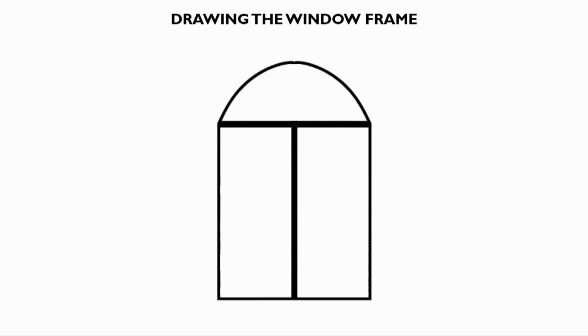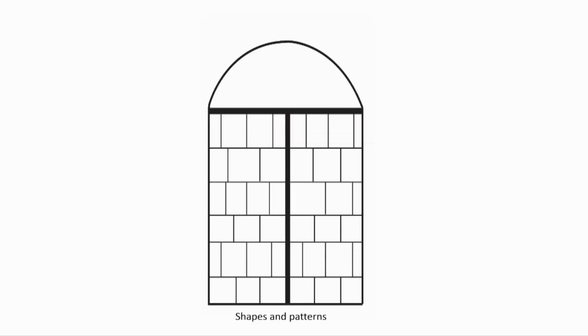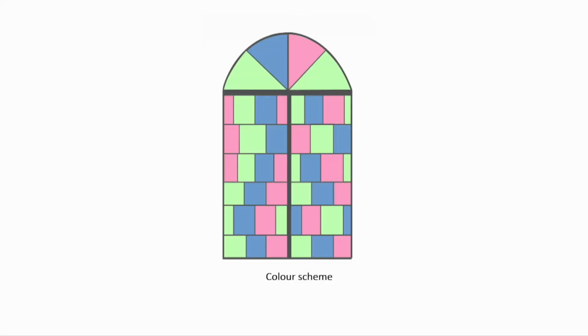You need to work out a design first. Draw a window of approximately 25 by 15 centimeters. You may adjust the design proportionately. Explore geometrical shapes and patterns. You can see that the design is based on a brick wall. Then look for an appropriate color scheme.